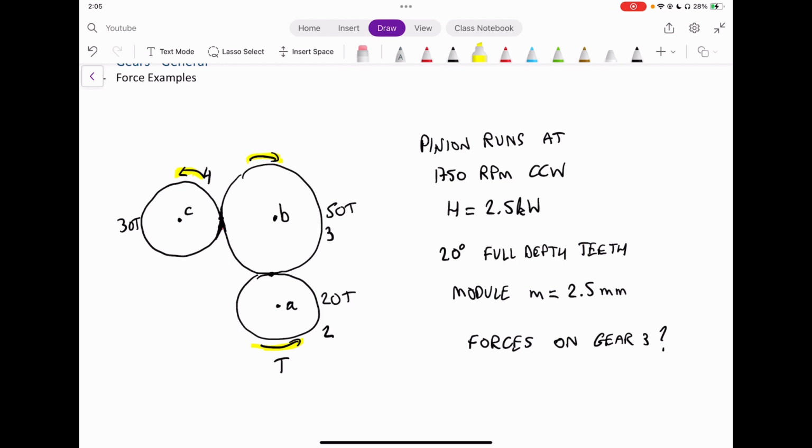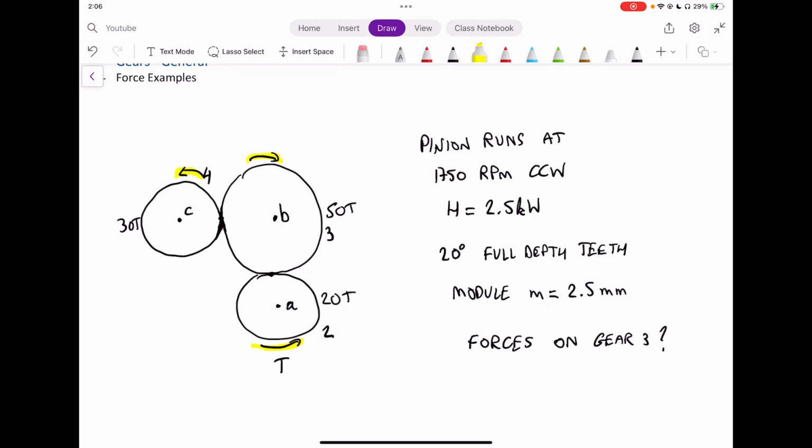We're also told that we have 20-degree full depth teeth, and we have a module of 2.5 millimeters. So since we have a module in our problem, we're probably going to be using SI units as part of our analysis. Now, the question that we're told in this diagram is to essentially find the forces on gear 3. So we're just asked to find all the forces on gear 3.